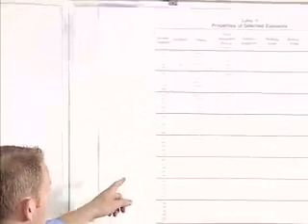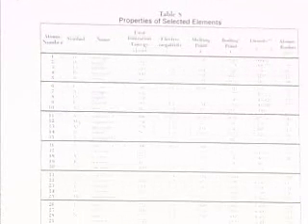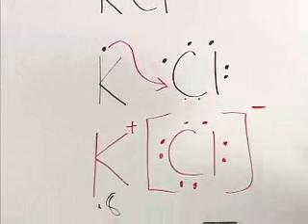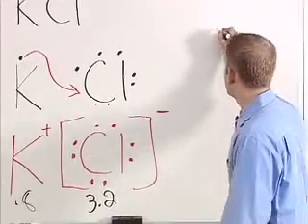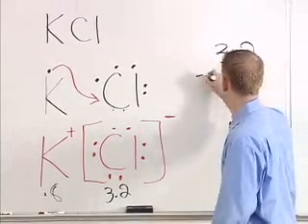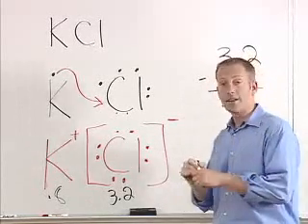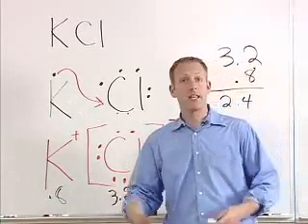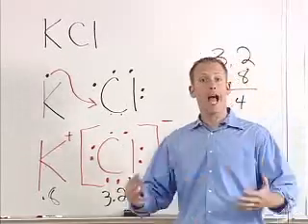Potassium has an electronegativity of 0.8. Chlorine has an electronegativity of 3.2. The electronegativity difference between the two is 2.4. It's greater than 1.7. So it's ionic. Now remember, the greater the difference in electronegativity, the more ionic they are.